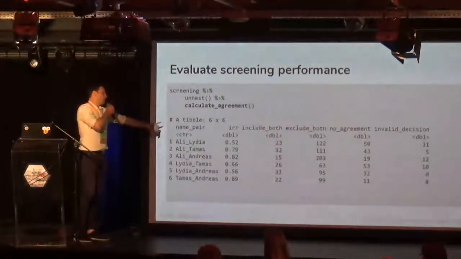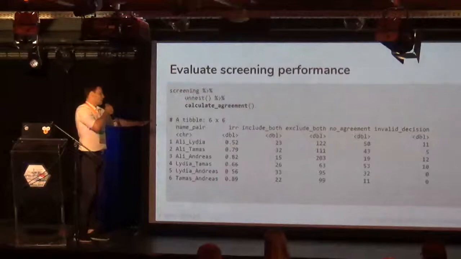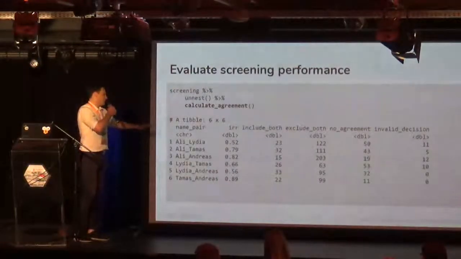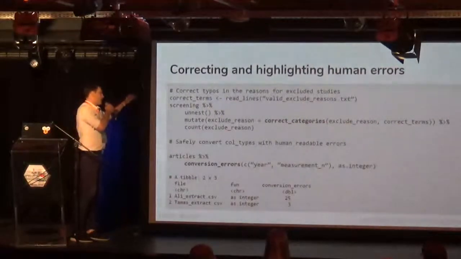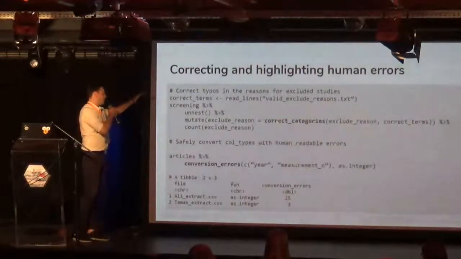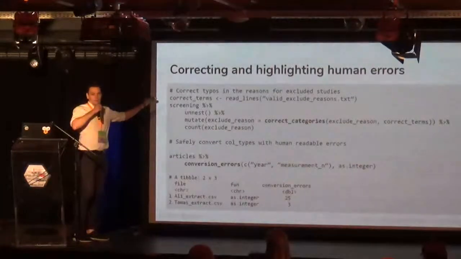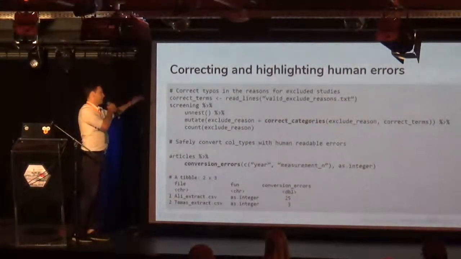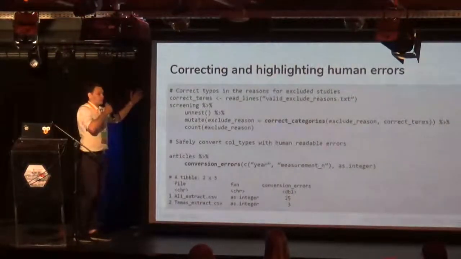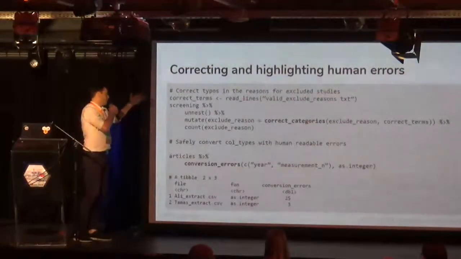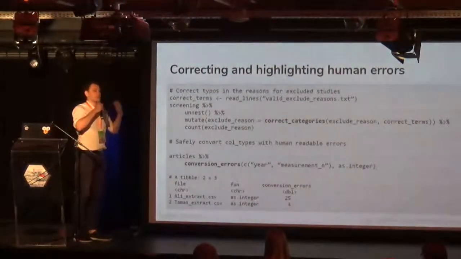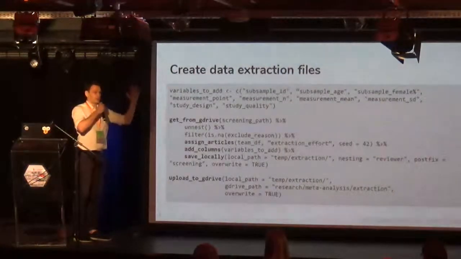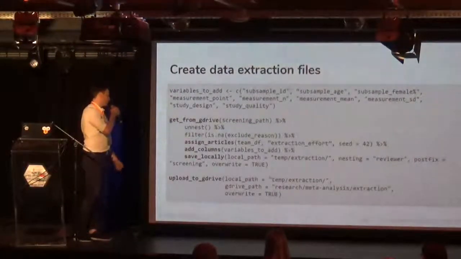So you can see that all the pairwise comparisons are made between the separate coders. So these are the metrics. And you are able to correct human errors very easily, like correcting small errors in predefined words, and also to check for conversion errors when you want to aggregate all the files together.